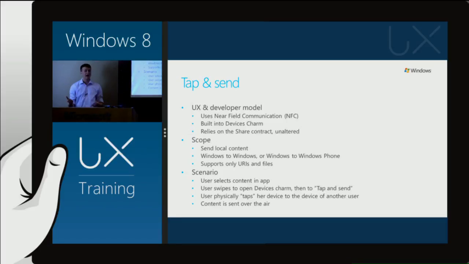Because essentially what happens for tap and send is when you click on the devices charm, we fire the share content requested event. And if you fill that with a URI or a file, we automatically say, yep, tap and send is going to work. We know how to get the content via the share mechanism, and we know how to provide that to another device. So not only does tap and send work between two Windows 8 slates, it also works between Windows and the phone.